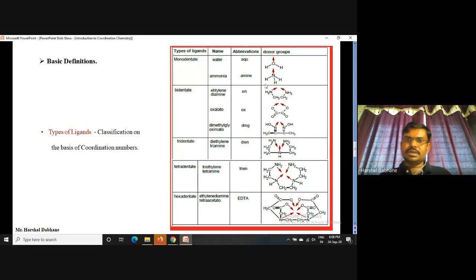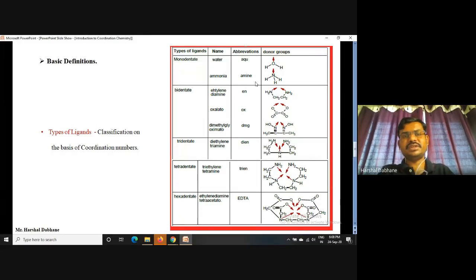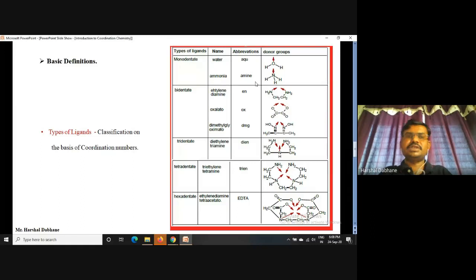When we form a coordination complex or coordination compound, it may have one ligand, two ligands, or more than one. They may have two, three, four, five, six, seven, eight ligands, like that. Whatever the number of ligands attached to the metal, that number is the coordination number of that metal.